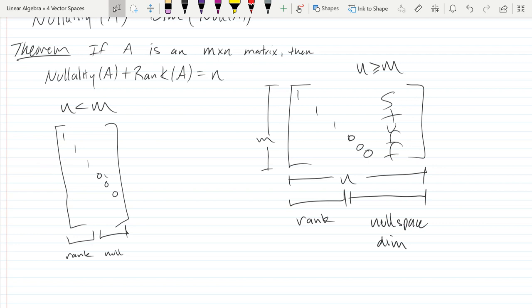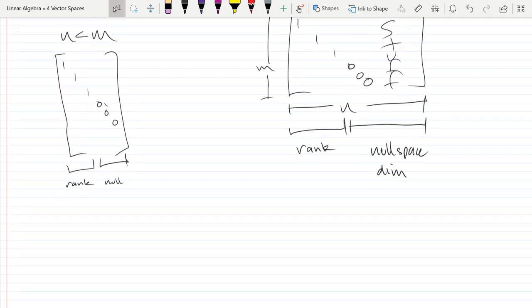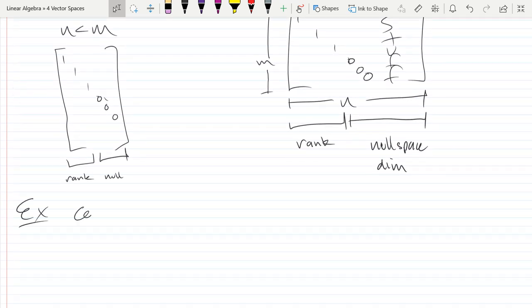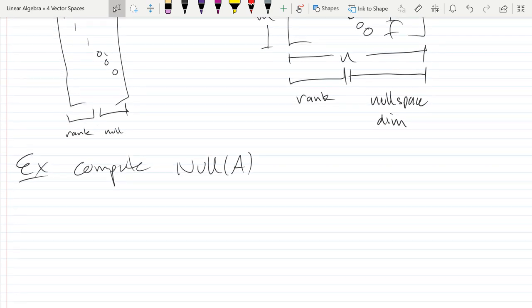So we'll do one more example. We're going to compute the null space of A, where A is that matrix that we just looked at a few different times.